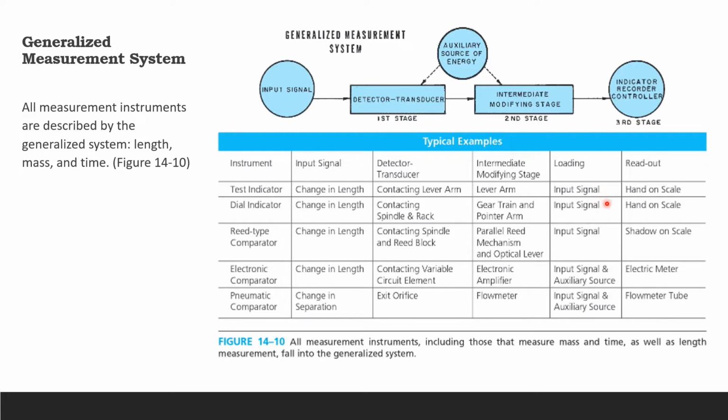Loading: we have input signal, all of them, all the way down. For the electronic comparator, you have input signal and auxiliary source. Pneumatic comparator, you have input signal and auxiliary source. For readout, it's going to be hand on the scale. For the dial indicator, hand on the scale. For reed type, you have shadow on scale. Electronic comparator, you have an electric meter. Pneumatic comparator, you have a flow meter too.